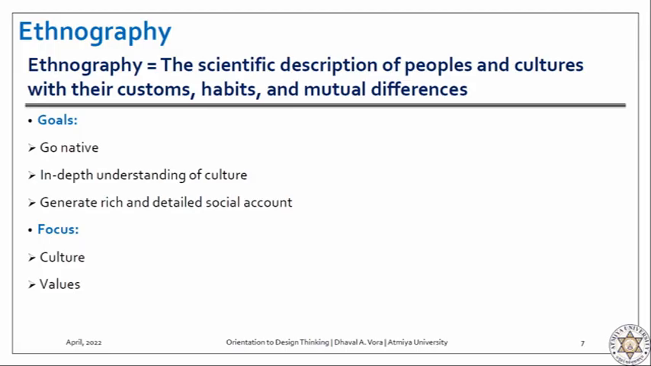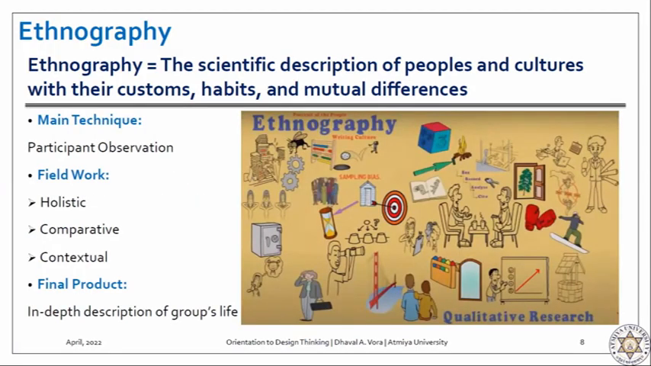So this is the, we can say, holistic picture. The main technique is participant observation. You need to create a strong relation with them, and you need to observe each and everything of the stakeholders. And yes, field work. It should be holistic, as I said, then comparative, contextual. So you need to go deeper inside, and you have to understand the actual context.